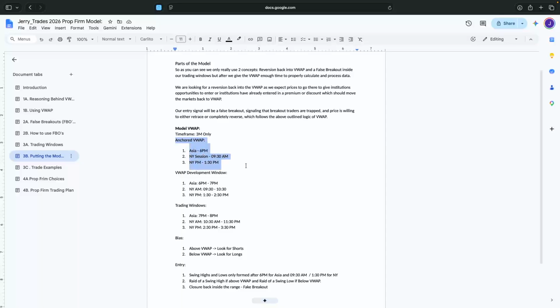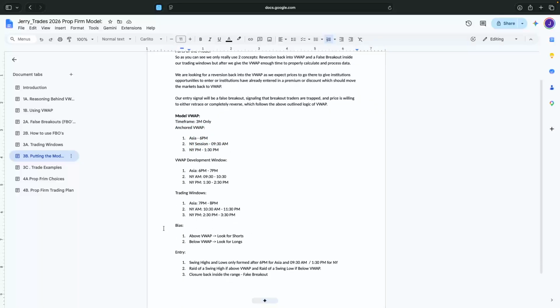So obviously we have the anchored VWAPs, development windows, trading windows, and bias. Above VWAP, we're looking for the shorts. Below VWAP, we're looking for the longs. Entry: swing highs and swing lows formed only after 6 p.m. for Asia, 9:30 and 1:30 for New York. We look for a raid of a swing high if above VWAP, or a raid of a swing low, and then a closure back inside the range to find the false breakout.